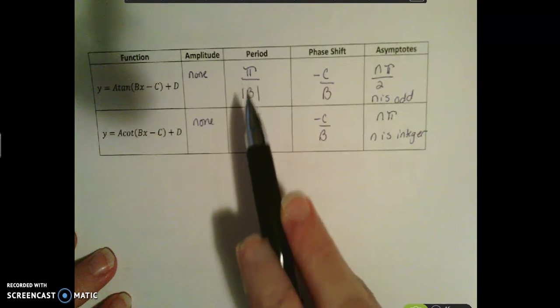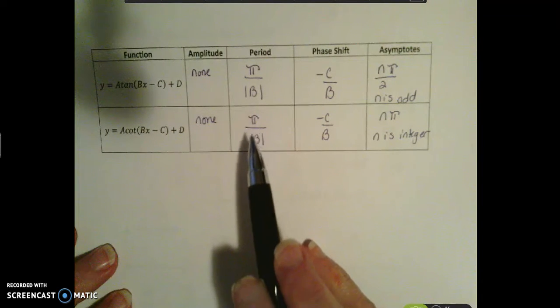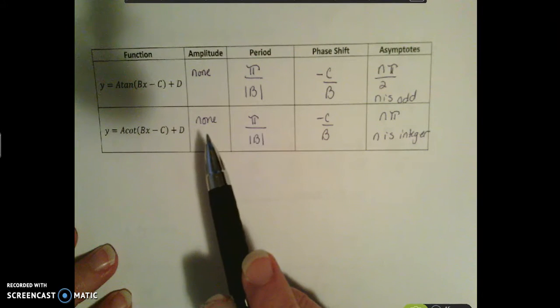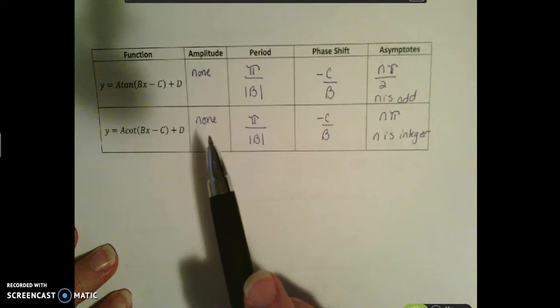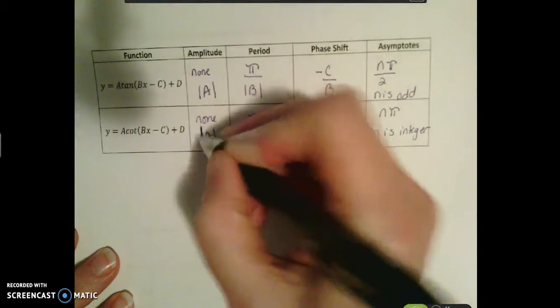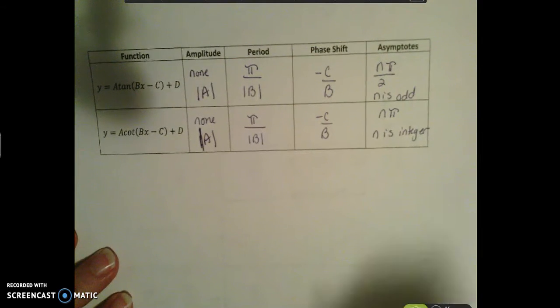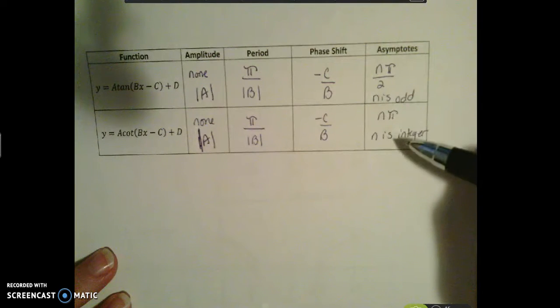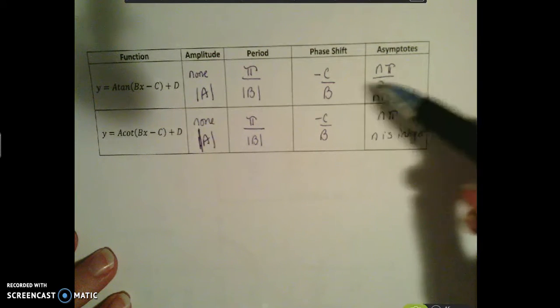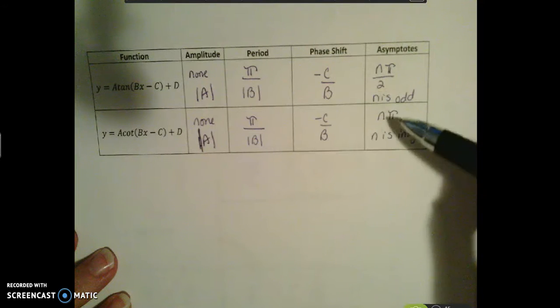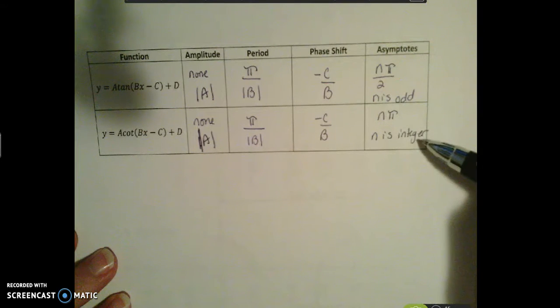So the period of tangent is pi divided by b, and cotangent is pi divided by b. Technically there's no amplitude for the tangents because they go on to infinity. Sometimes people will still say the amplitude is the absolute value of a, and that just sort of tells you what point you're going to use for that pi over 4 value. And again, my phase shift is -c divided by b, and my asymptotes, as we discussed earlier, for tangent, it's n pi divided by 2, n is odd, and cotangent, it's n pi, where n is an integer.